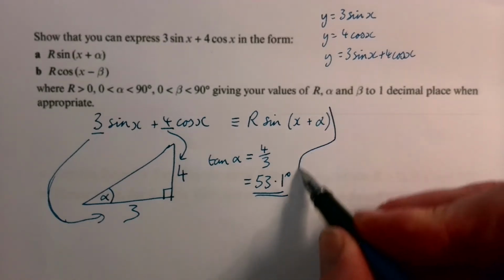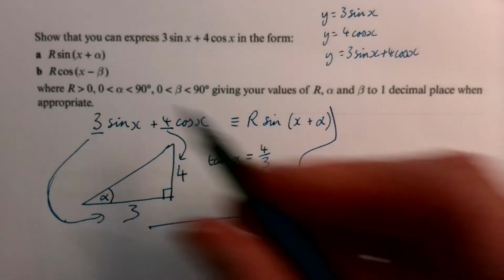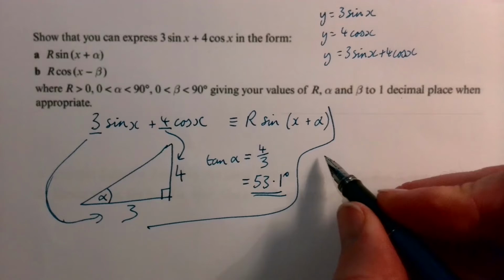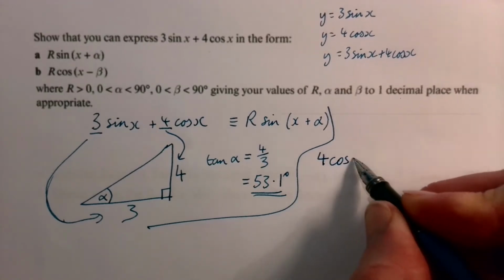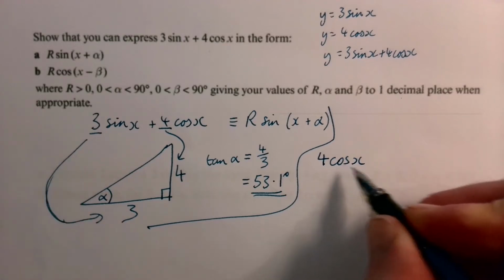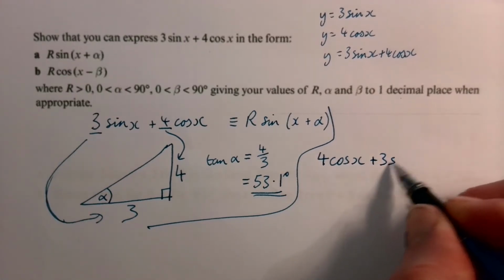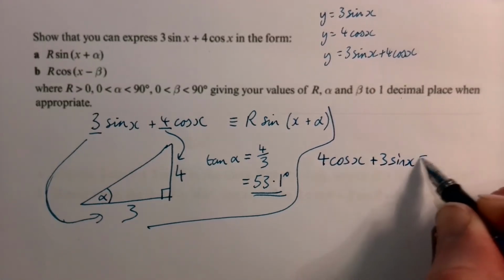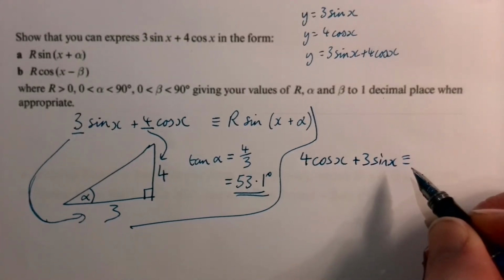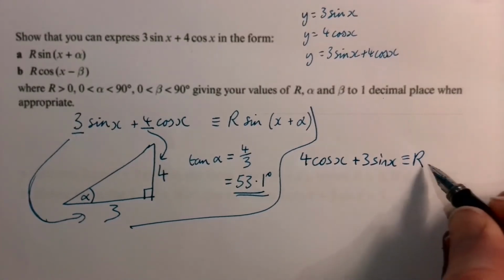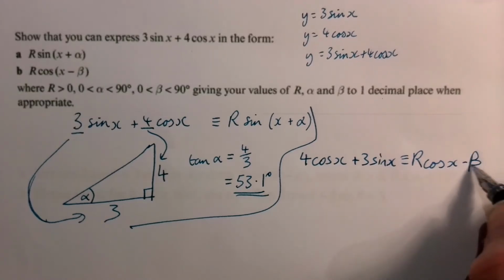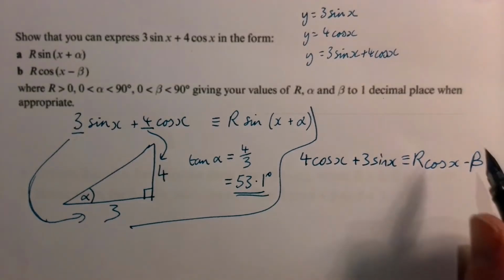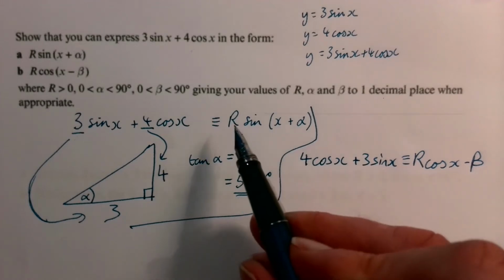Alright, so hopefully you've had a go at that. Now we'll do the cos one over here. So I'm going to write 4 cos x first of all, because it's the cos, I put the cos first, plus 3 sin x, and that's going to be identical to r cos(x minus beta). At which point I realise I've forgotten to do the r.